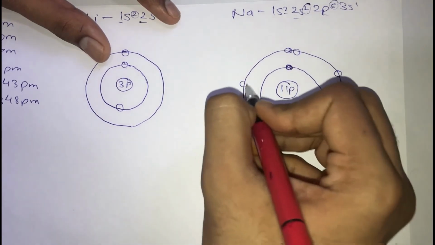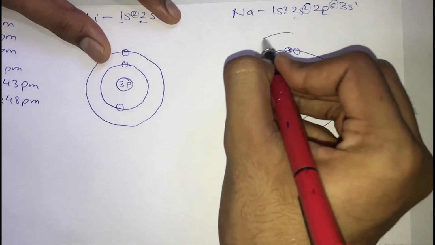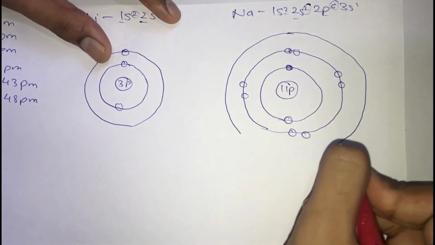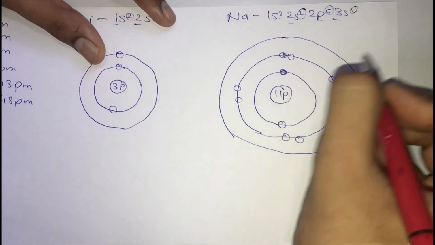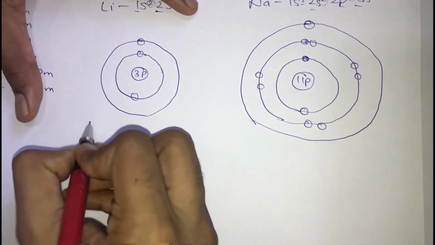In the third energy level, there is only one electron. Now, let's understand the first factor. What was our first factor? Number of energy levels.